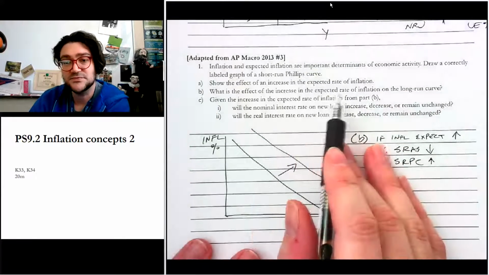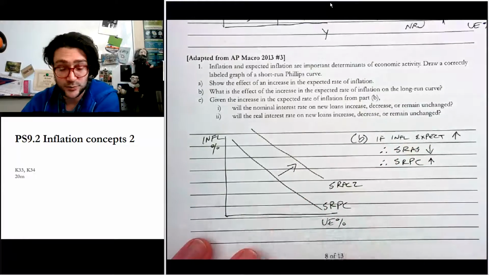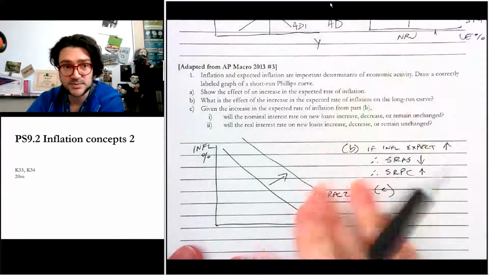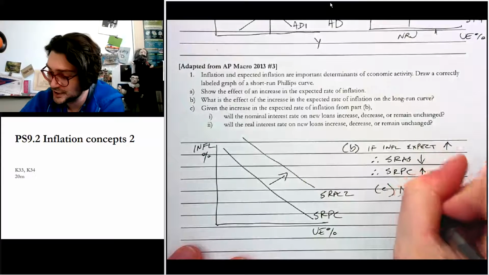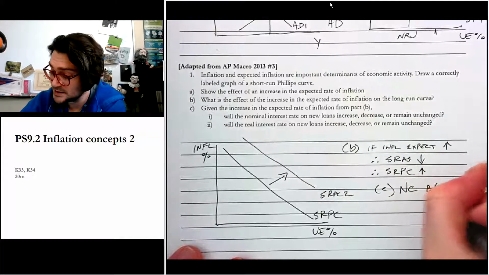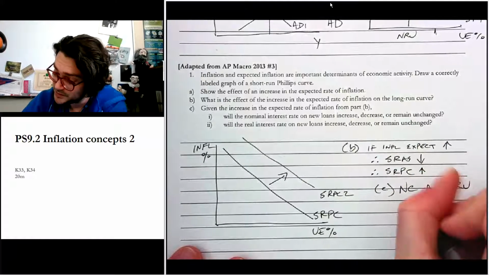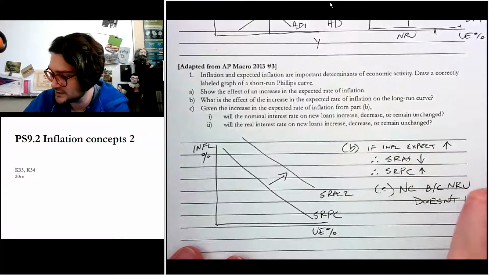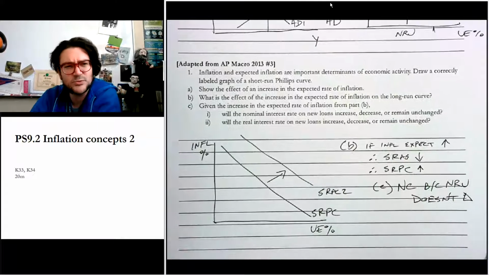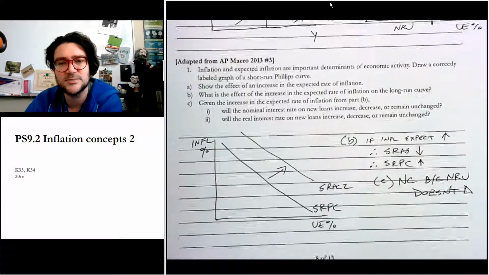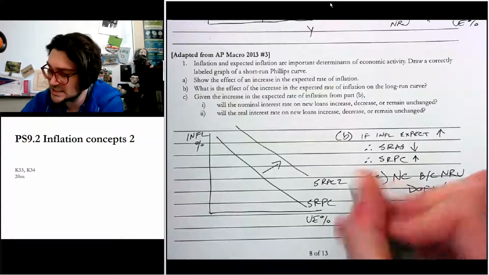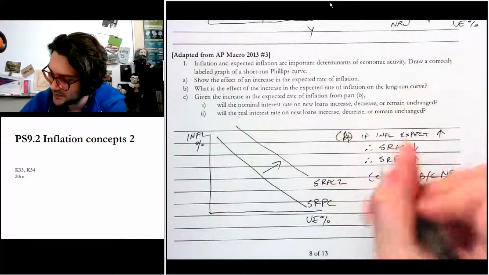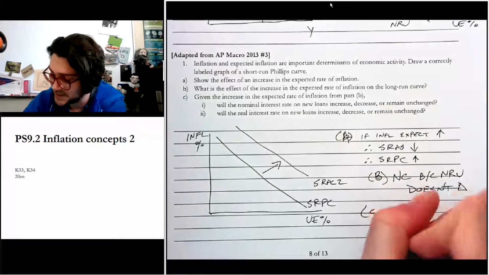What's the effect of the increase of the expected inflation on the long-run curve? Well, we didn't ask to draw that. But we just talked about it up in this top problem, that the long run doesn't change. There's no change to the long run because the natural rate of unemployment didn't change. We don't usually talk about the natural rate changing all that much. And then it says C. Am I in the wrong? Yeah, I am. This is A. This is B. This is C.